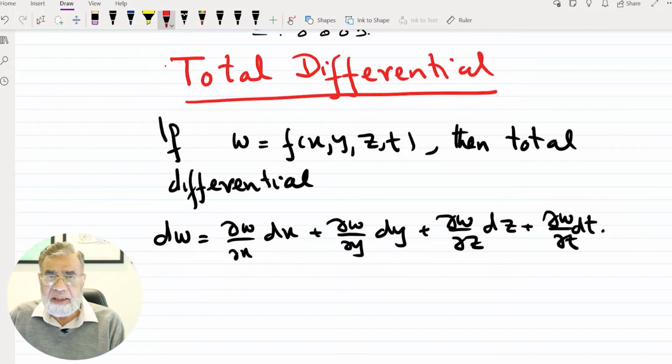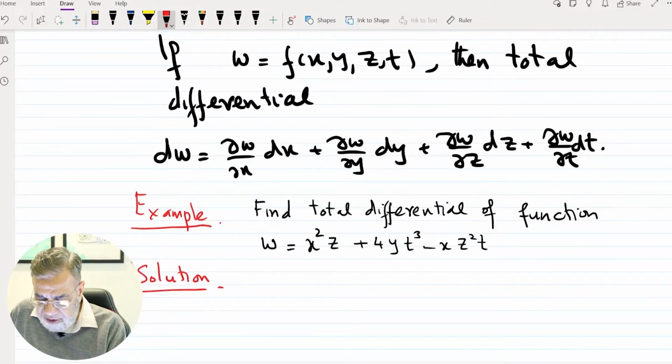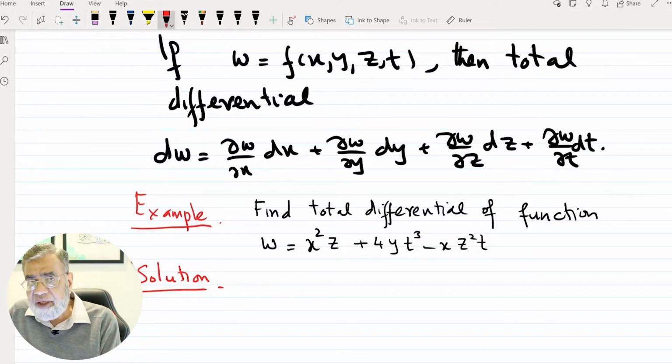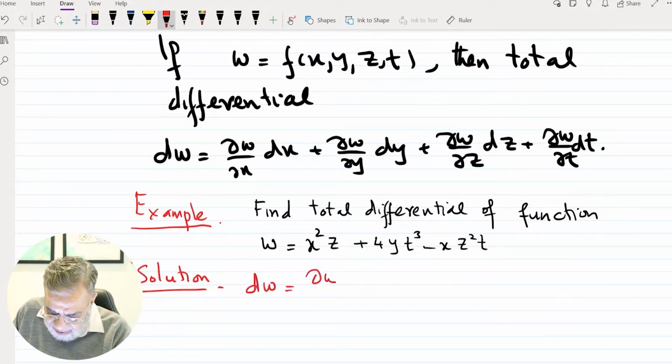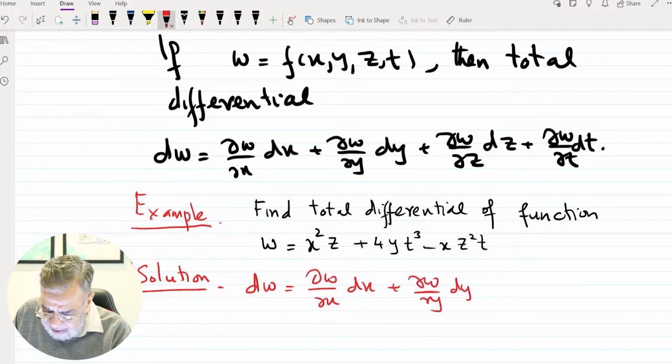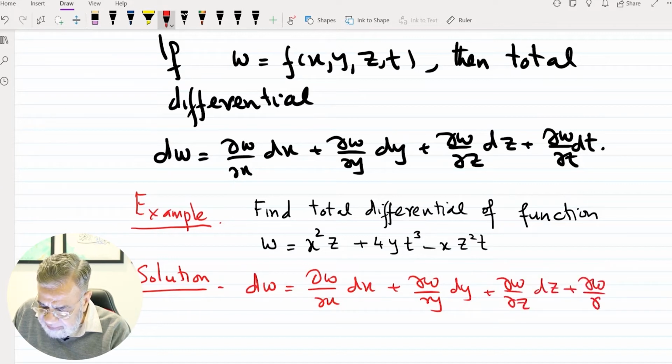I give an example to show how we find the total differential. I want to find the total differential of the function w = x squared z + 4yt cube minus x z squared t, a function of x, y, z, and t. Now I write the formula for dw. My dw is partial w by partial x dx plus partial w by partial y dy plus partial w by partial z dz plus partial w by partial t dt.